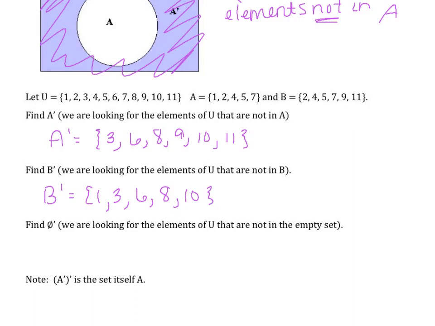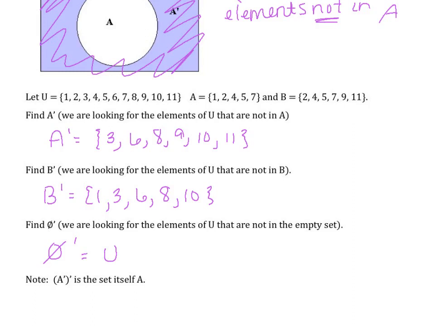All right. Find the empty set complement. So we're looking for the elements in the universal set that are not in the empty set. Well, if it's not in the empty set, it must be all of the elements then, because there has to be something in the set. So the empty set complement is equal to the universal set, all of the items.